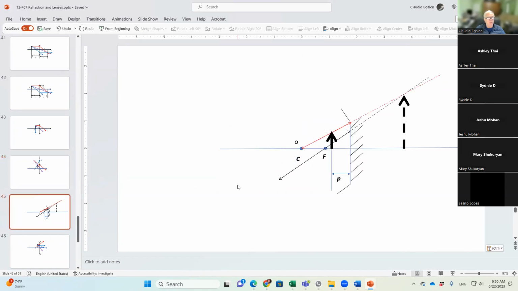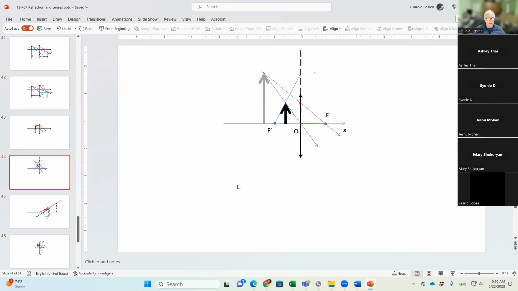Note that the virtual image formed by the mirror is behind the mirror, whereas the virtual image formed by the lens is on the same side, in front of the lens with respect to the object. That's the frontal part, that's the part that's behind. That's the comparison that we have.